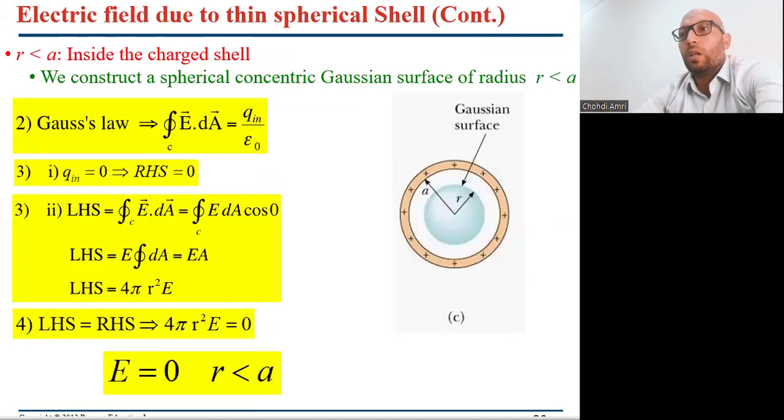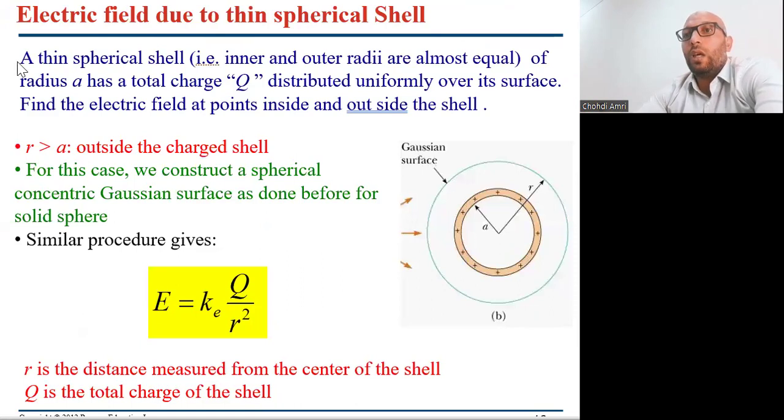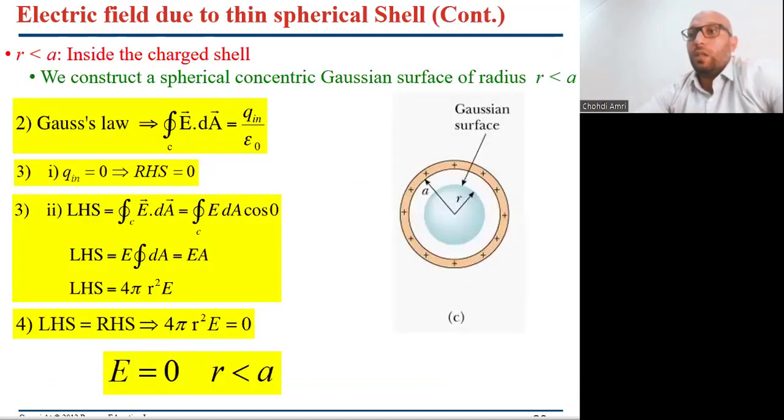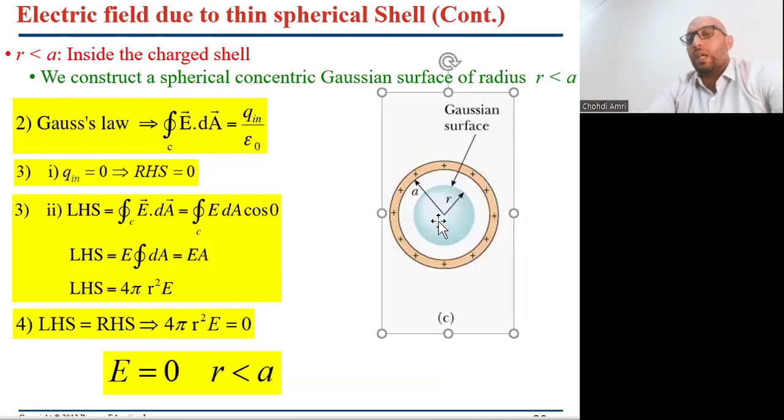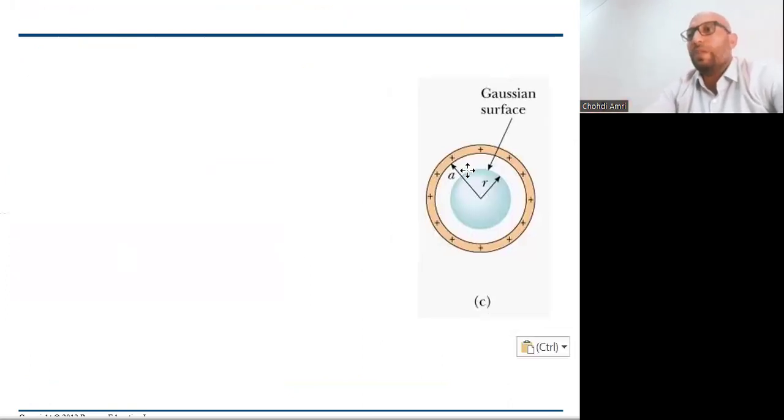He's asking here: a thin spherical shell, with inner and outer radii almost equal, of radius r, has a total charge q distributed uniformly over its surface. So we have a spherical charge distribution. The question: calculate the electric field outside and inside the spherical shell. What we're going to do is very easy using Gauss's law. When we are outside and inside, we will repeat the same steps.